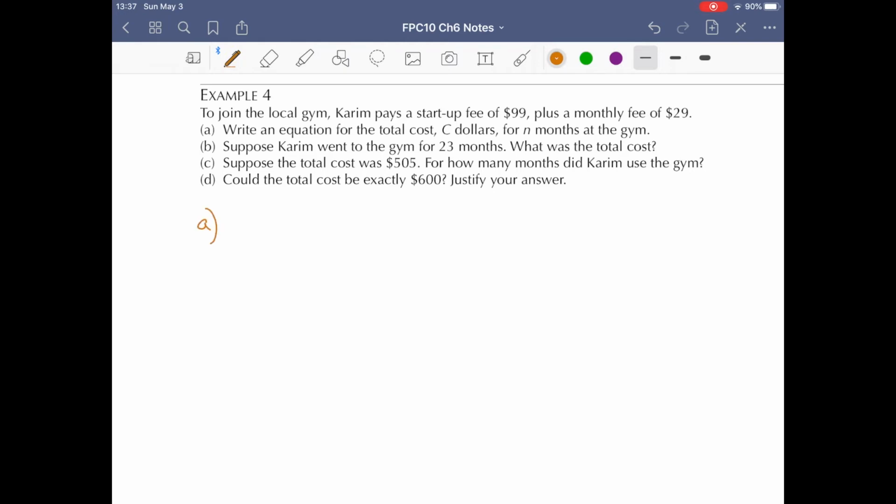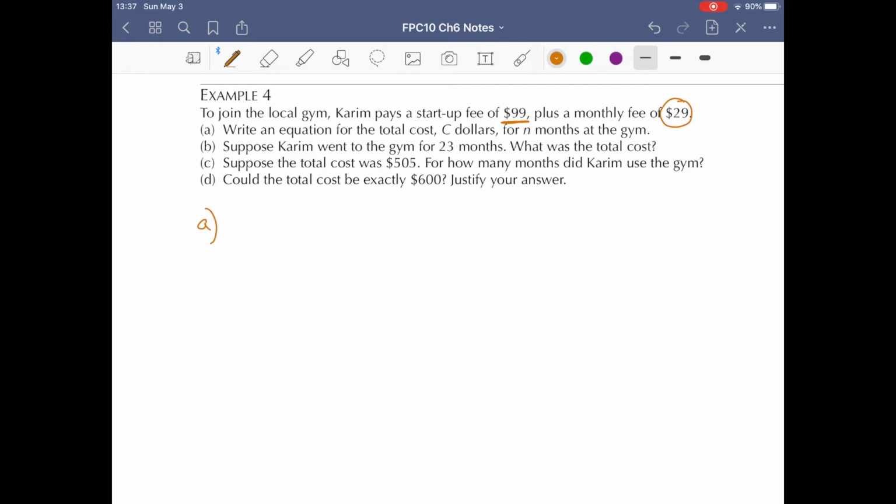So he has a startup fee of $99. He has to pay that right away. And he has a monthly fee of $29 per month. So that's our rate. When we have a rate of change, like $29 per month, that is going to be our slope.